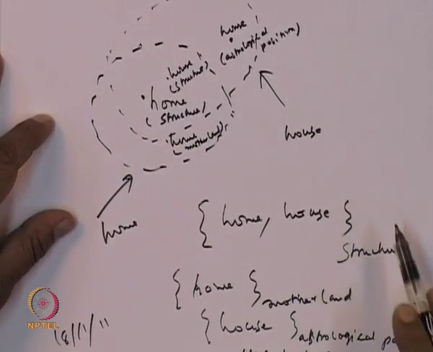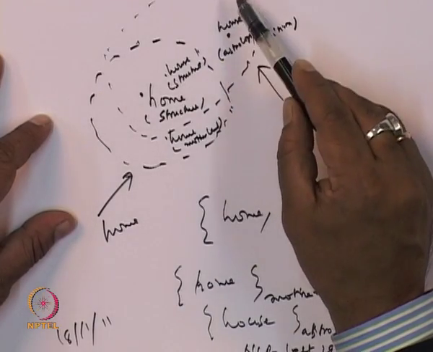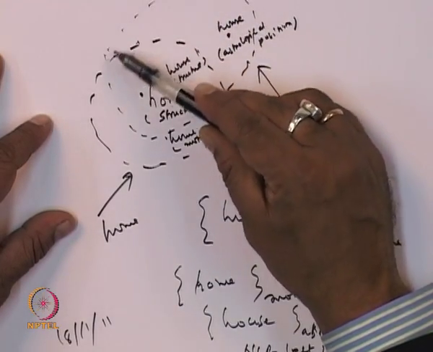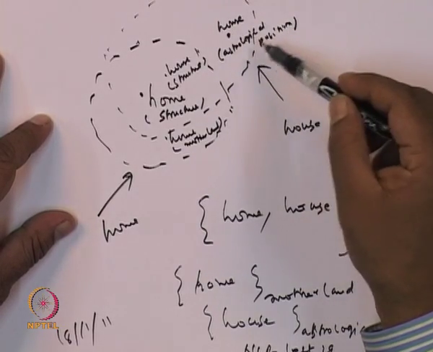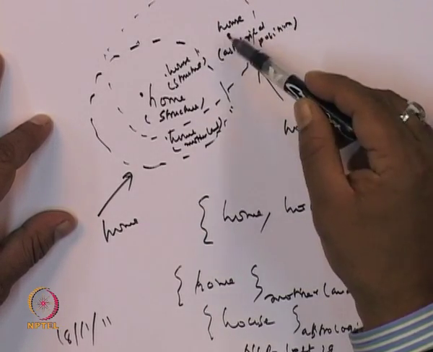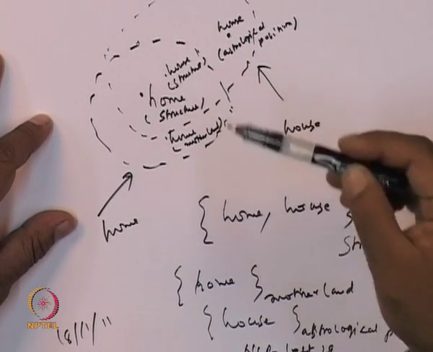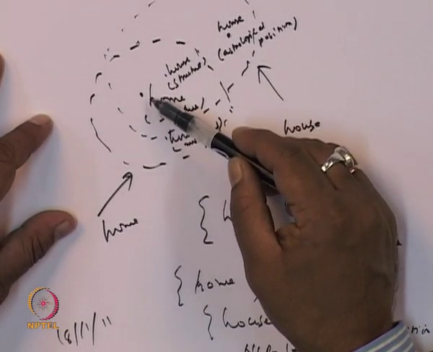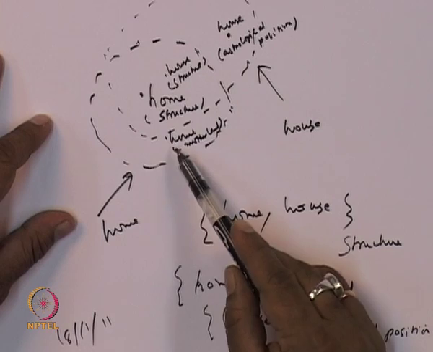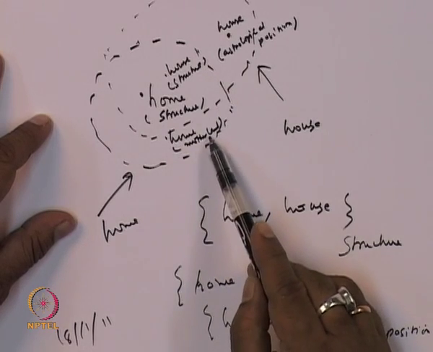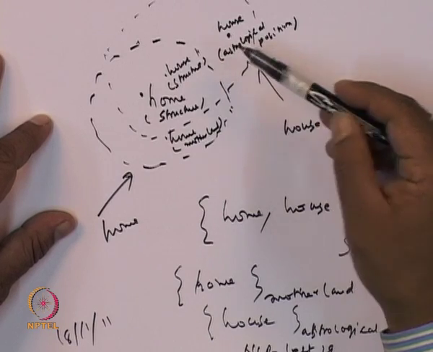Let me just take you through the diagram once again as I have drawn it. This is the region, the meaning region around the word house. House has a meaning of astrological position, which is shown here. House has the meaning of a structure, which is shown here. This intersects with the structure meaning of home, shown here, but then there is another meaning of home, which is motherland, which does not intersect with any meaning of house.